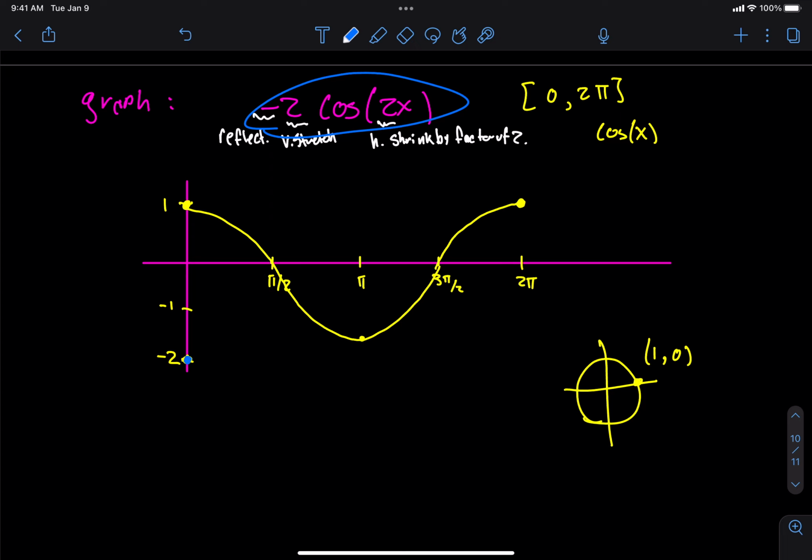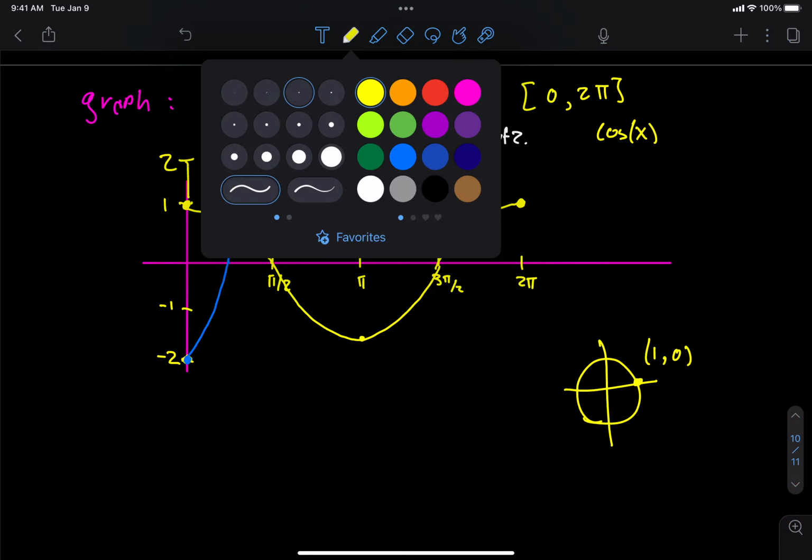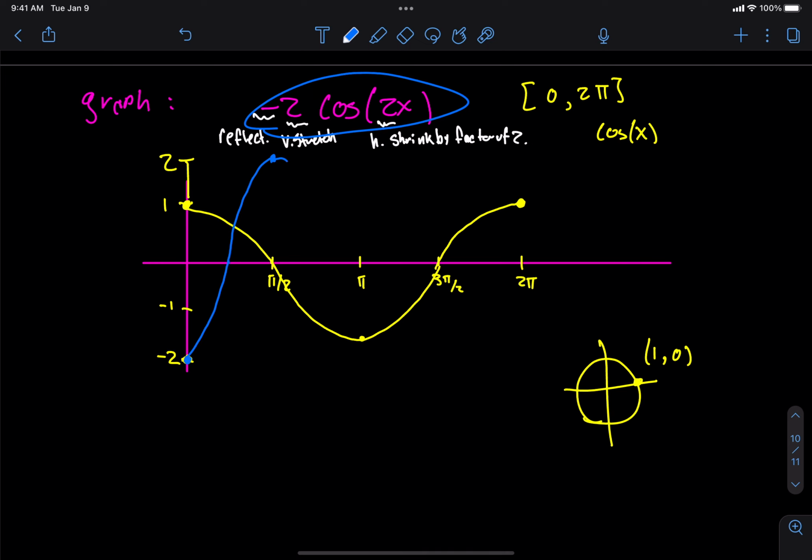No, not like that, sorry. It's going to look something like this. And as we get up to here, it's going to max out at a height of 2. And then it's going to come down, and it's going to go through here, and then it's going to get down to its minimum height again. And now we've finished one cycle.